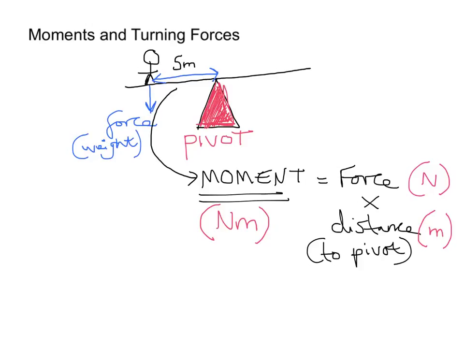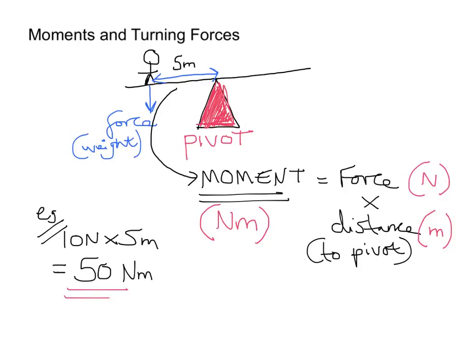So as an example, let's say we want to work out the moment. There's a force of 10 newtons being applied at the 5 metre gap. So let's say the person sitting on a seesaw at 5 metres from the pivot. Therefore, our moment would be 50 Newton meters. It's that simple. So that's how we work out moments, or these turning forces. You look at the force applied times the distance from the pivot.